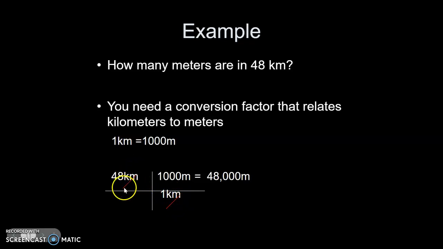So here the kilometers would cancel. So it would be 48 times 1,000 all over 1. Okay? And so all we have to do would be to punch in our calculator, 1,000 times 48, and that would give us 48,000. So 48 kilometers would be equal to 48,000 meters, okay?